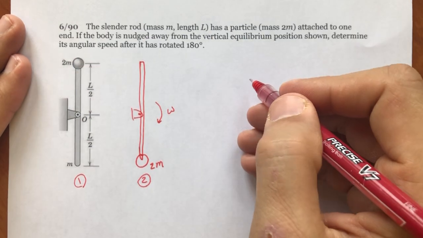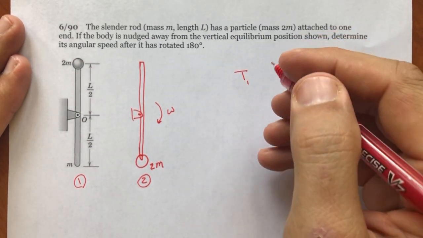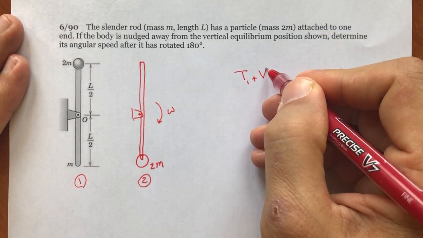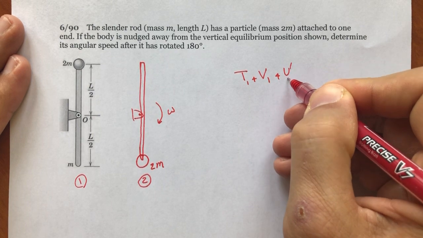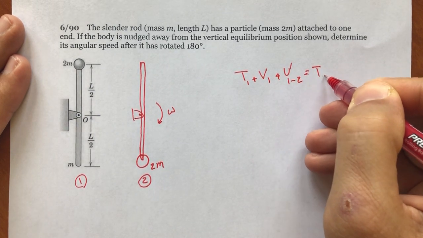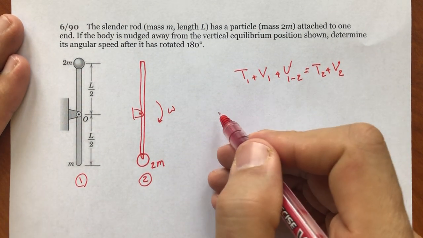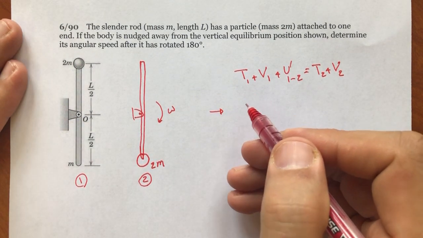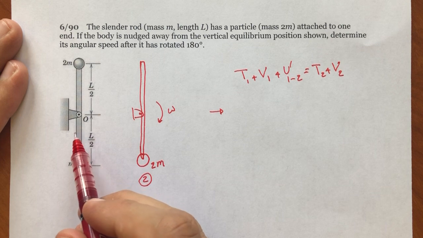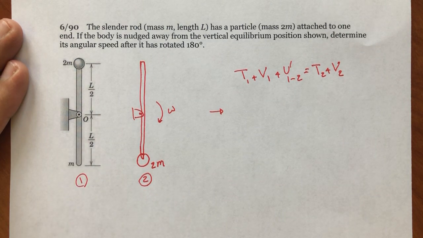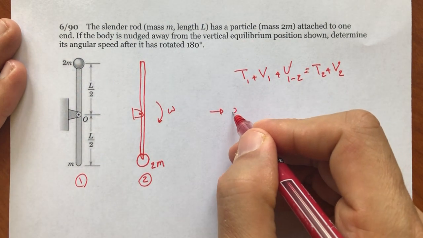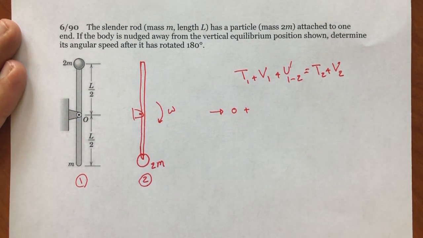So between 1 and 2, I can again use the work energy equation. T1 plus V1 plus U prime from 1 to 2 is equal to T2 plus V2. So let's put everything in the equation. At the beginning, there is no velocity, so T1 is going to be equal to 0 plus V1.